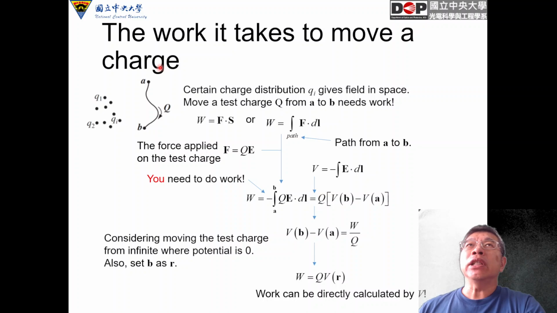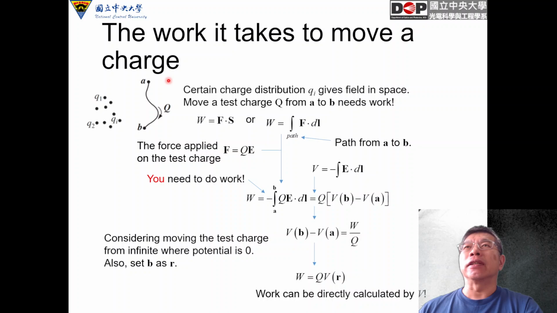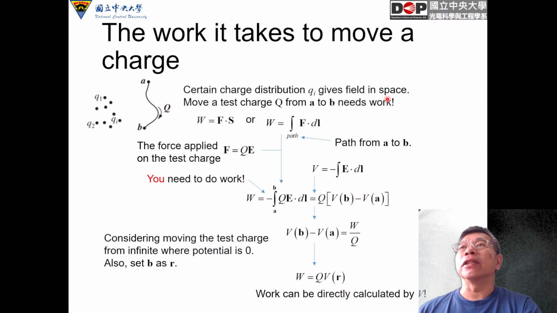Because we need to take energy to place the charge in space. If there is some force, there must be some energy. And when we move the charge from very far to a certain place with an electric field, we have to do work. So that will give the energy stored in this process. A certain charge distribution Qi gives a field in space. Moving a test charge, capital Q, from A to B needs work.